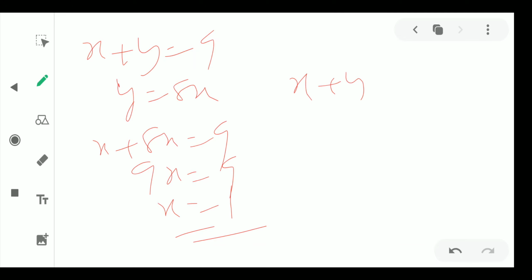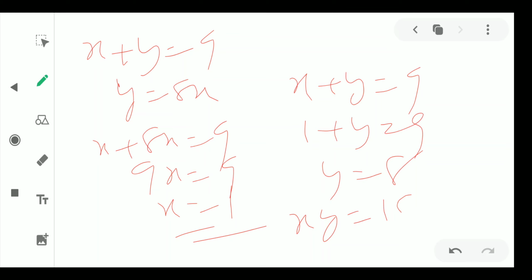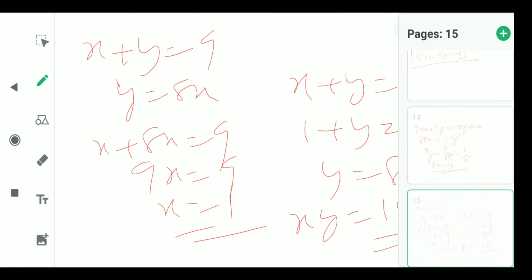So simply put y equals 8x in the first equation. So x plus 8x is equal to 9. 9x is equal to 9. So x is equal to 9 by 9, which is 1. Because x is 1, you put it in x plus y is equal to 9: 1 plus y is equal to 9, y is equal to 8. Therefore, the digits xy are 1, 8. So 18 is the number. So 18 is the required number.